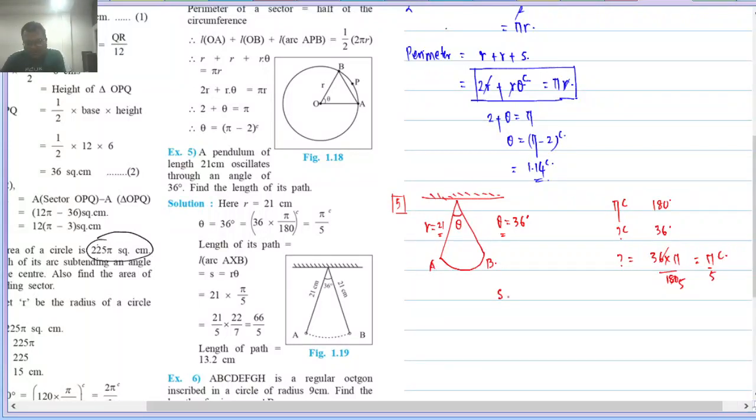So what is the length of arc? R theta: 21 into 22 by 7 into 1 by 5, because this is pi. 7 threes are 21, so this is 66 upon 5. We will do 66 into 2 upon 5 into 2, which is 132 upon 10, which is 13.2 centimeters. That is the answer.